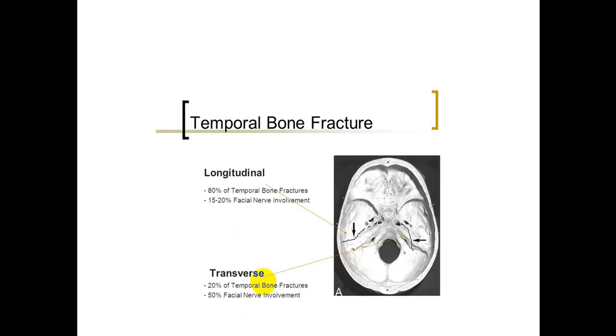This picture of the skull shows the longitudinal fracture along the long axis of the petrous part of the temporal bone, and the transverse fracture, which transects and is vertical to the long axis of the petrous part of the temporal bone.